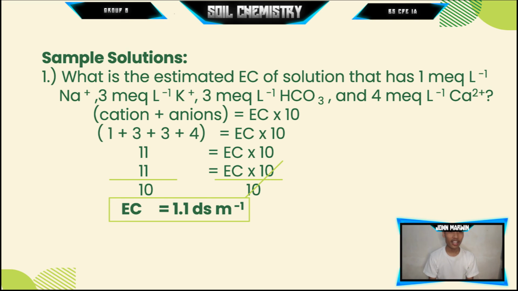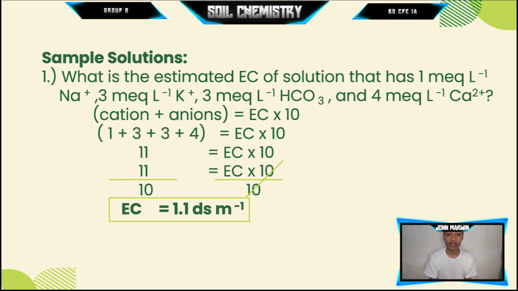Hello guys, I'm Marwin Sumang and I am here to discuss the sample solution number 1. Sample solution number 1. What is the estimated EC or electric conductivity of a solution that has 1 milliequivalent per liter of sodium ion, 3 milliequivalent per liter of potassium ion, 3 milliequivalent per liter of bicarbonate ion, and 4 milliequivalent per liter of calcium ion?